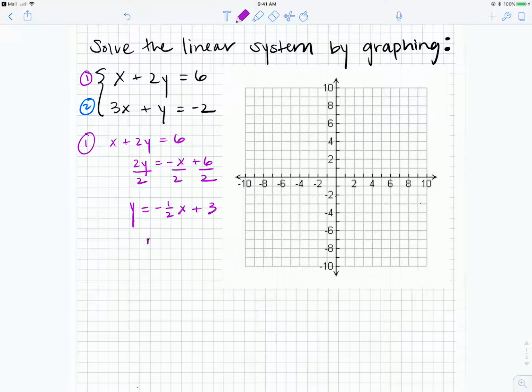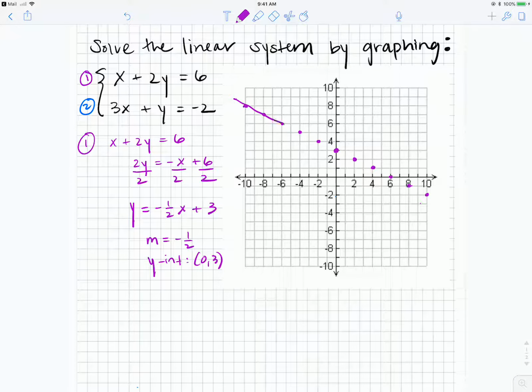Where I can see now easily that my slope will be negative 1/2 and the y-intercept will be 0, 3, and I can go ahead and graph that line. So starting at the y-intercept, 0, 3, and then using my slope of negative 1/2 to graph additional points, I can go down 1, right 2, down 1, right 2, down 1, right 2. And to extend in the negative direction, I'm going to do the opposite and go up 1, left 2, up 1, left 2, up 1, left 2.